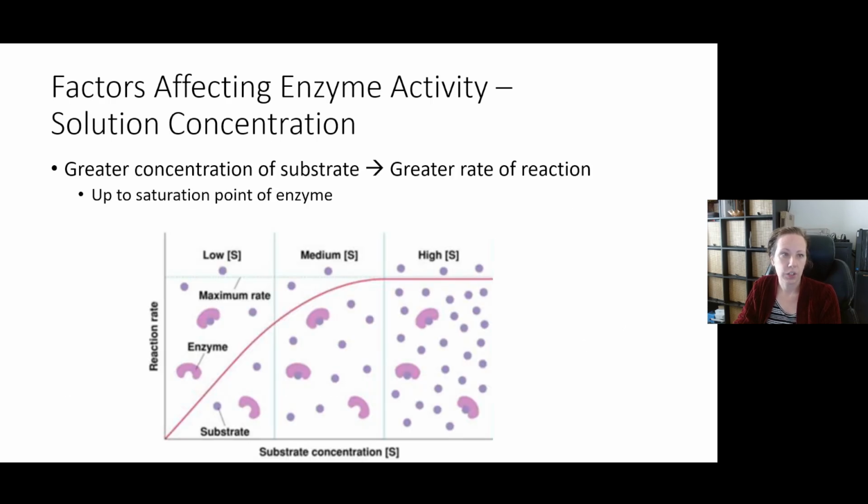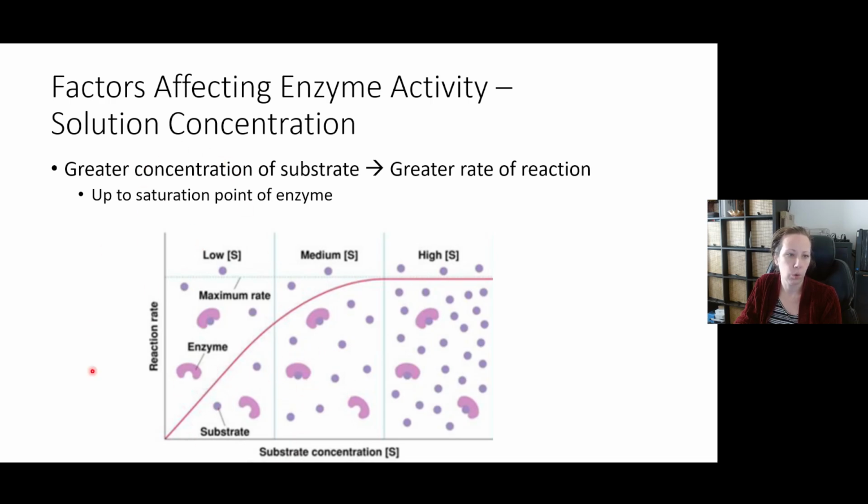A second factor affecting enzyme activity is solution concentration. And so that's simply the greater the concentration of the substrate, the greater the rate of reaction is going to be. And that's kind of universal with any reaction. The greater concentration of your reactants, the greater the rate of the reaction. And this exists up to the saturation point of the enzyme, and I'll show you what that means, okay?